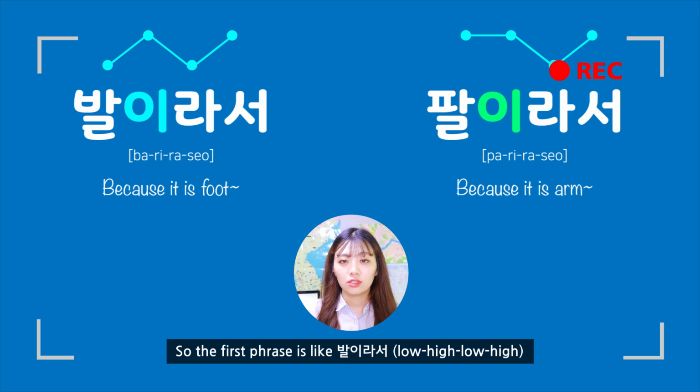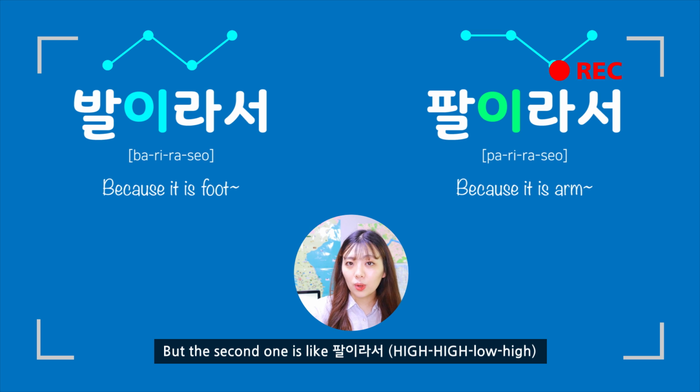Pa ba ba ba ba, pa pa pa pa pa, ba ba ba ba ba, pa. So first phrase is like 다리라서, but the second one is like 파리라서.